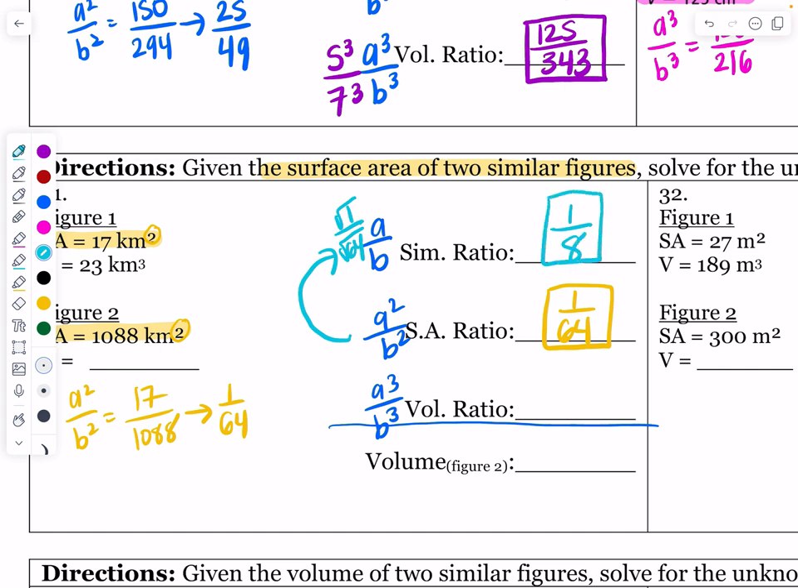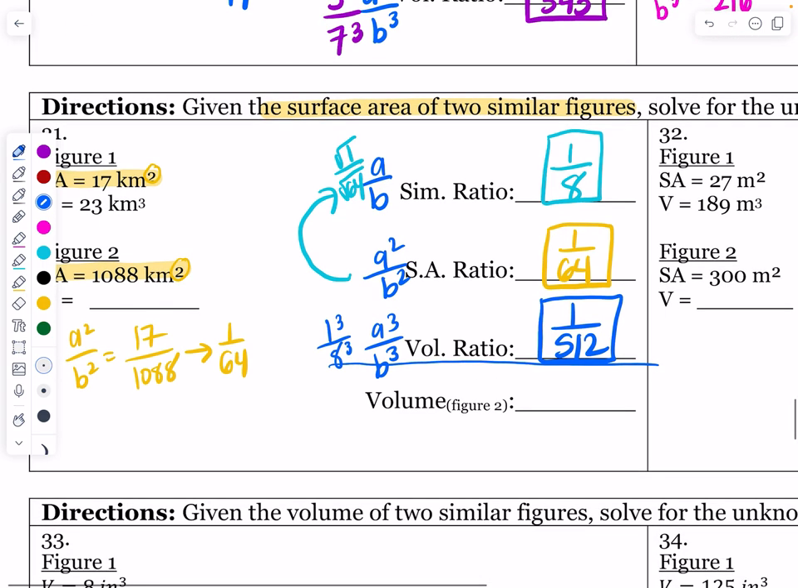How does that help me find my volume ratio? Because I'm just going to cube both of those things. 1 is A, so 1 cubed over 8 cubed. That's going to be 1 over, what is that, 250... 512. 64 times 8. Yep, 1 over 512. So there are my 3 ratios.